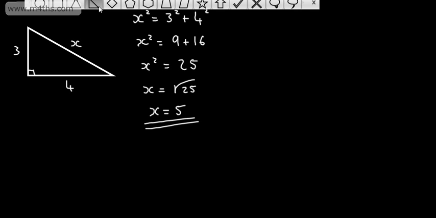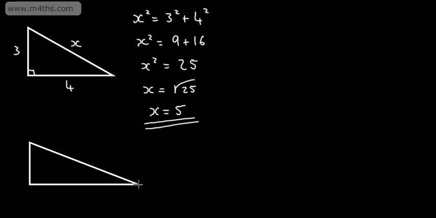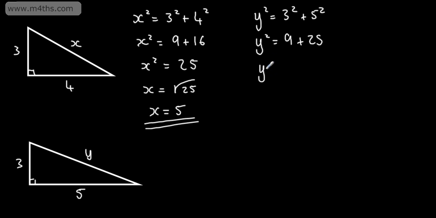So let's go ahead and draw another triangle. So if I do this one, what we're going to do is put on, again, we'll have 3 centimeters here. This time I'm going to put on now one of the other shorter sides. We're going to have 5 and we'll have y. So we can say using Pythagoras that y squared is equal to 3 squared plus 5 squared. We can say that y squared is equal to 9 plus 25. Y squared is equal to 34.